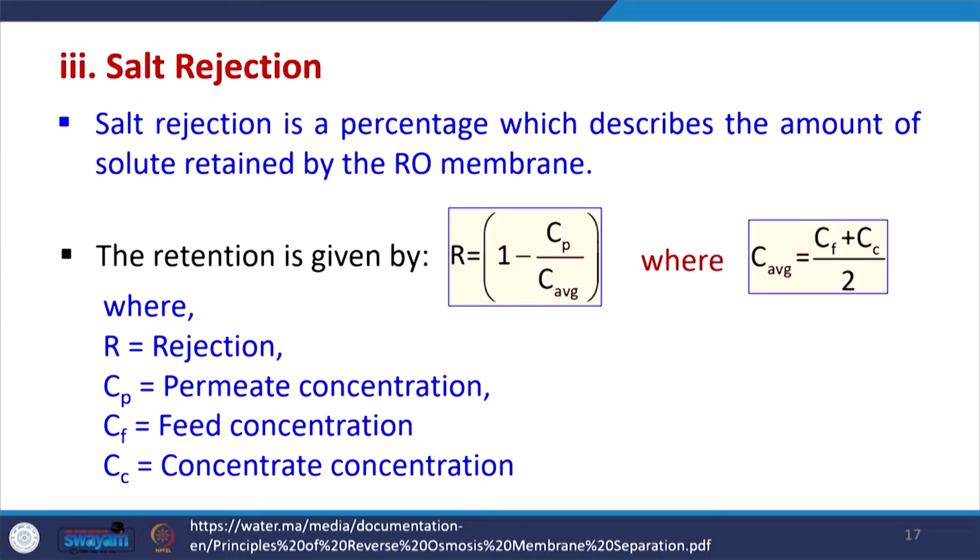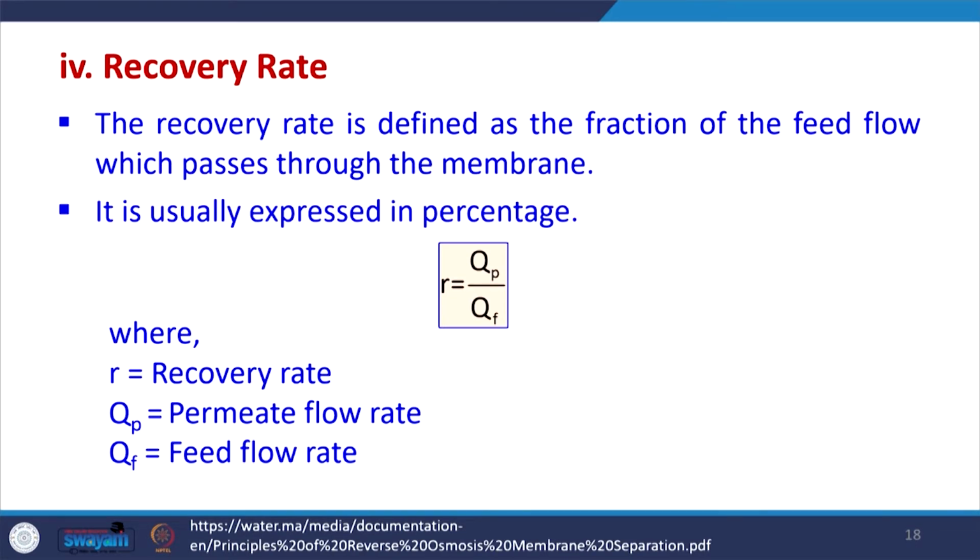Then there is a term called salt rejection. It is a percentage which describes the amount of solute retained by the RO membrane. So, R is equal to Cp upon C average, where C average is the average of the concentration in the feed and the concentration in the concentrate or reject stream. So, both, we can take the average of that, and Cp is the permeate concentration. Through this we can find out how much amount of salt has been rejected or retained on the feed side of the semi-permeable membrane.